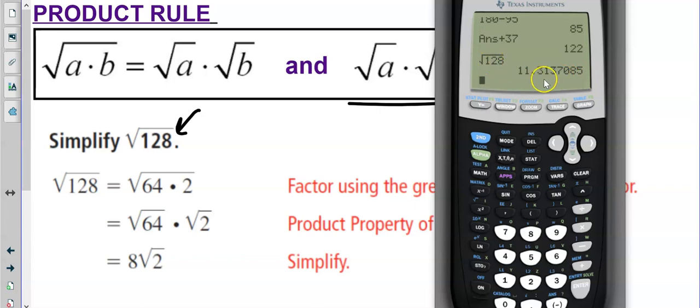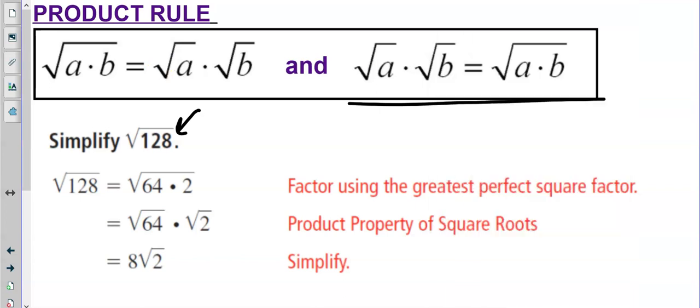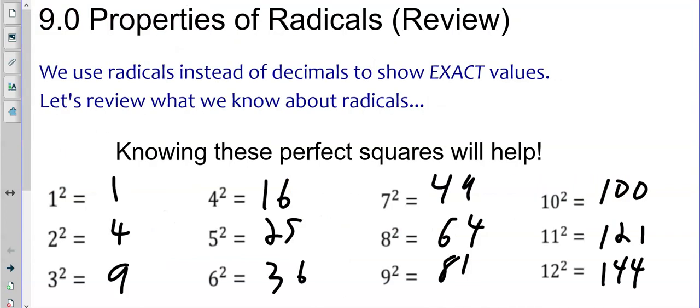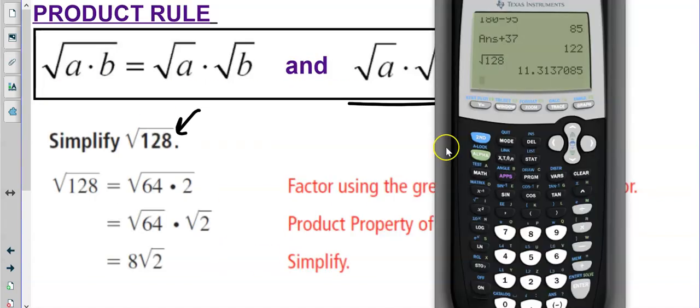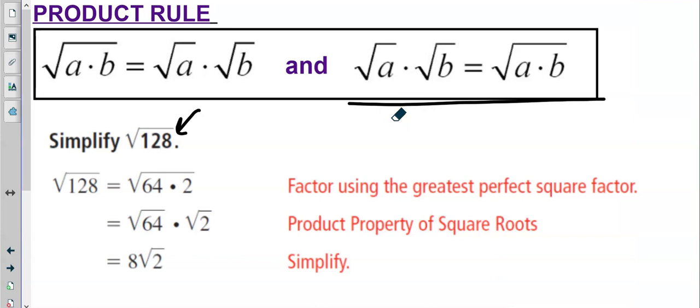So when you take the square root and turn it into a decimal, unless it's one of these perfect squares, like the square root of 25 is 5, you are actually approximating. These are not exact numbers. These are approximate answers because you're going to round. So how do we do this?